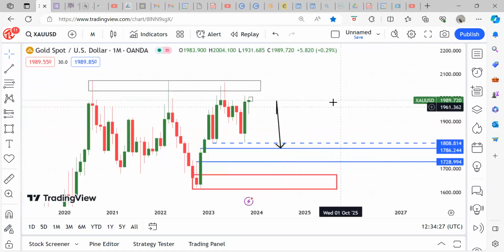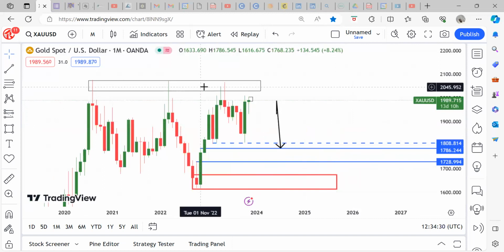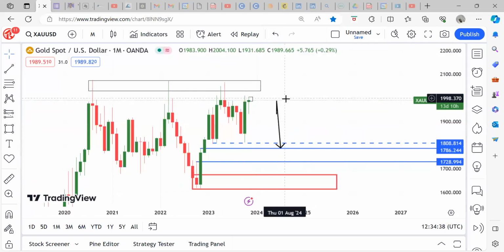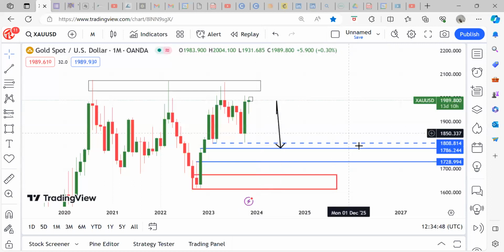The reason I say that is because until it closes above this high, you cannot just predict that it's going to keep buying. So be careful if you're already projecting that this guy is going to break here. You cannot say that, because you're not the market maker. So allow the market to do its thing and show you what it wants to do. So that's it for gold.